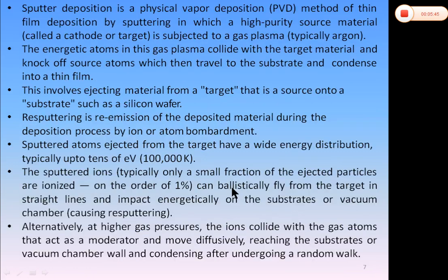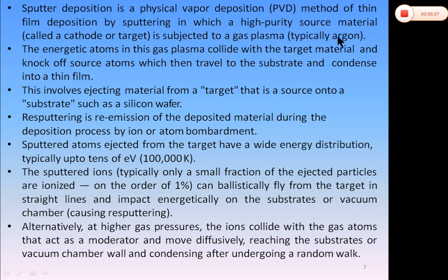Next, sputter deposition is a physical vapor deposition method of thin film deposition by sputtering, in which a high purity source material, that is our cathode or target, is subjected to a gas plasma, that is typically argon.